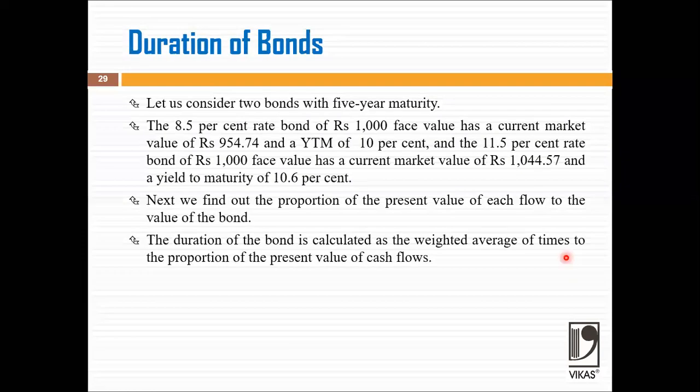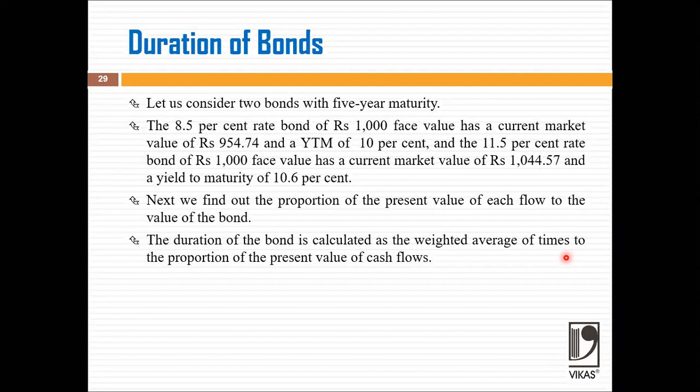So let us consider two bonds, both with 5 years of maturity. The 8.5% bond of 1000 rupees face value has a current market value of 954 and a YTM of 10%. And the 11.5% bond, 1000 rupees face value, has a current market value of 1044 and its YTM is 10.6%.